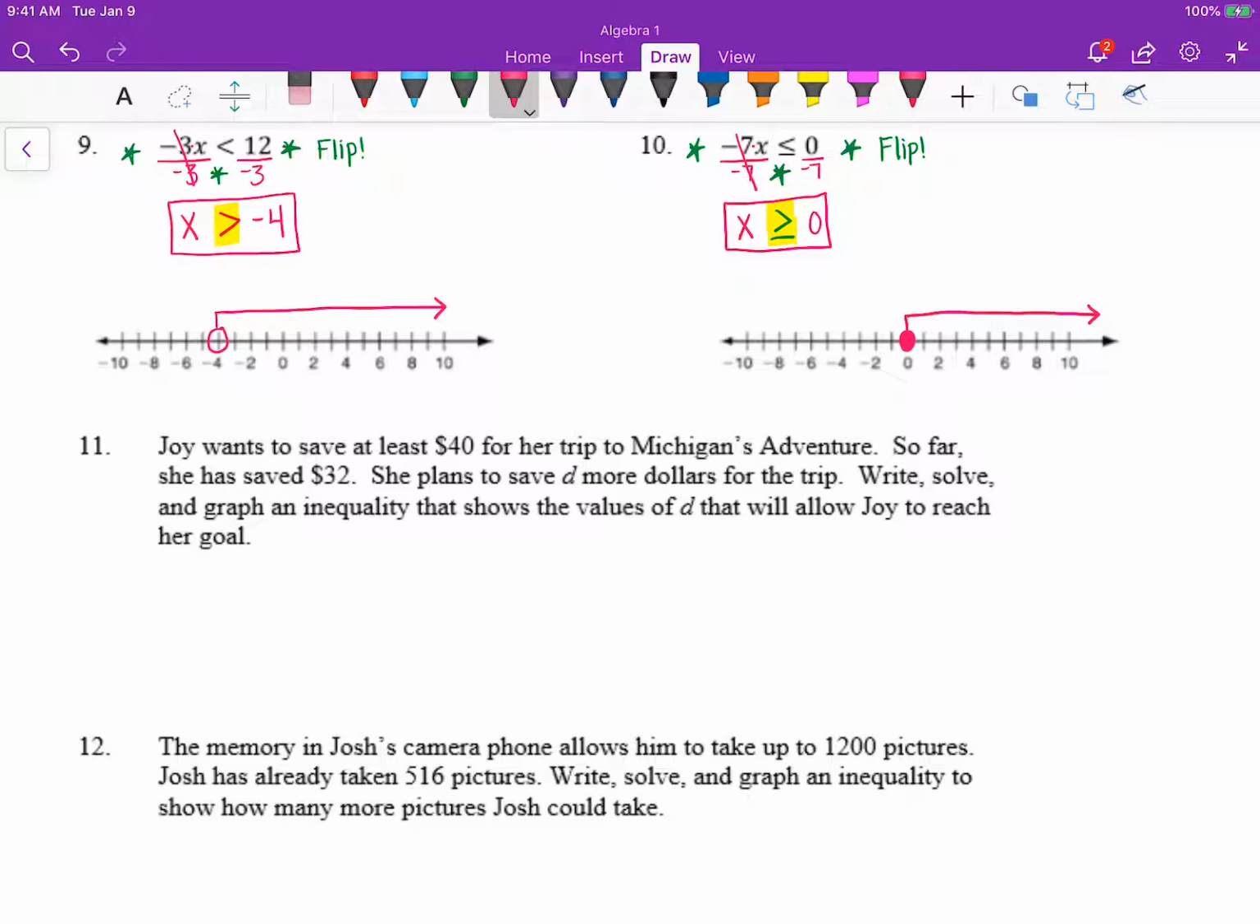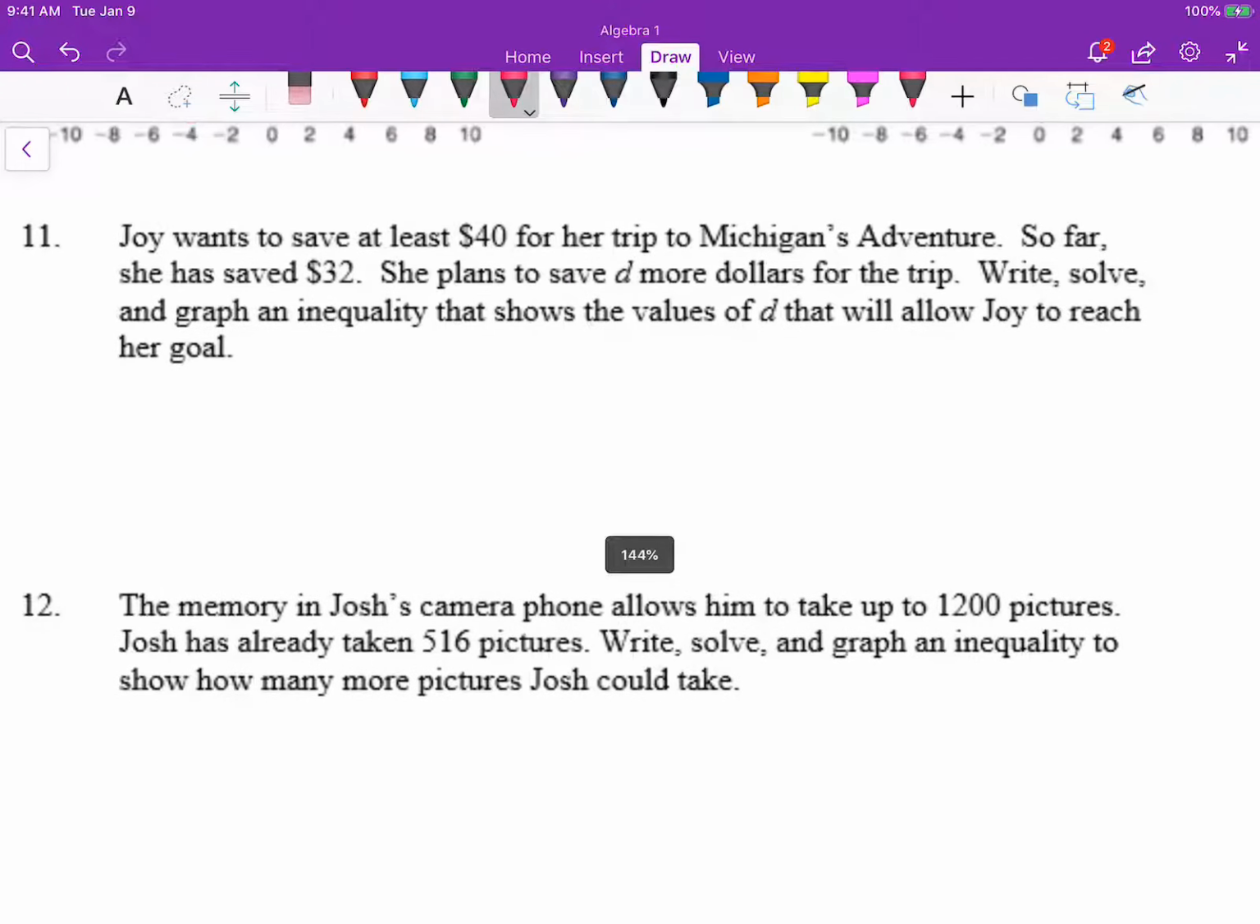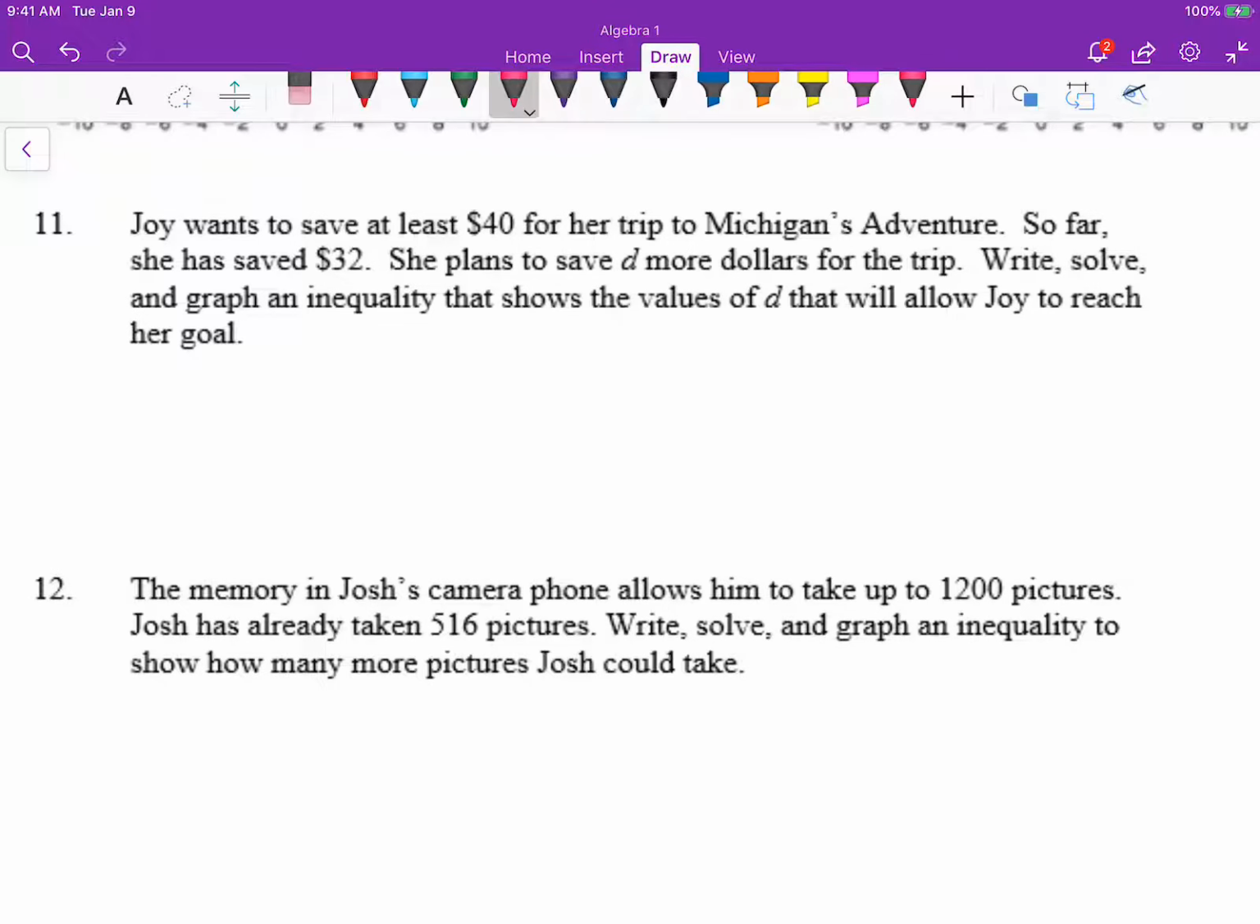Okay, on to the story problems. Here we go, guys. Number 11, we're going to be setting these problems up, and then we're going to solve them, and we're going to graph these as well. So it says Joy wants to save at least $40 for her trip to Michigan Adventures. At least. That means one of our symbols in math. At least means that she needs $40 or more for the trip to Michigan Adventures. So if she needs $40 or more, that means greater than or equal to.